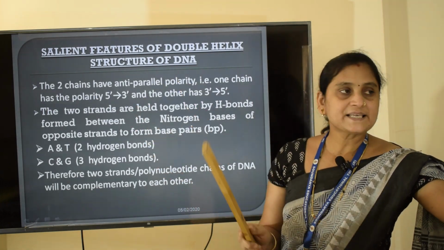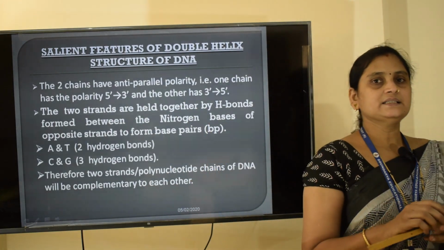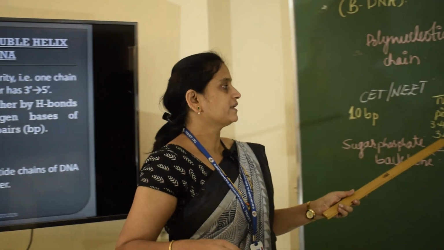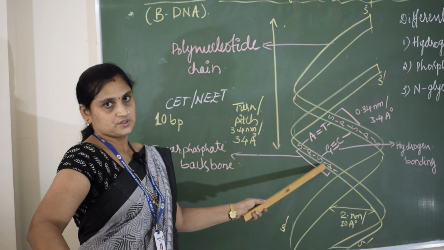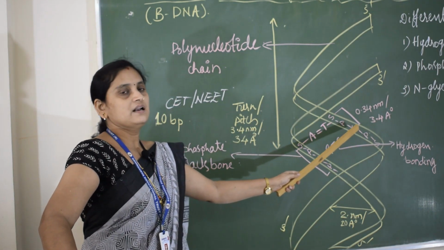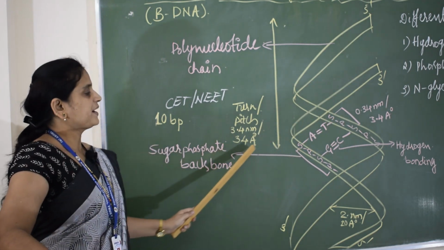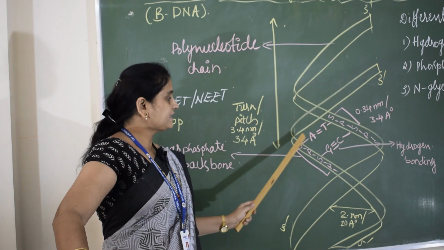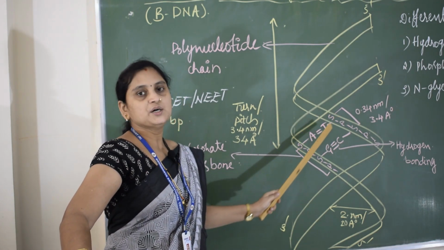Now come to the next point. In the two polynucleotide strands, the sugar, that is deoxyribose sugar, and phosphate molecules are lying on the outer side, forming the sugar phosphate backbone.